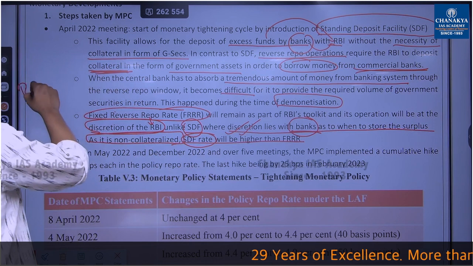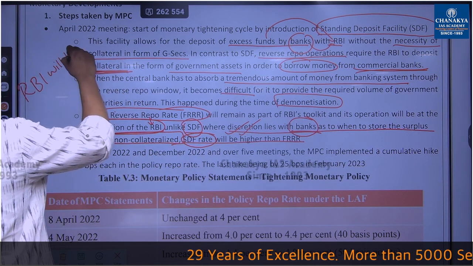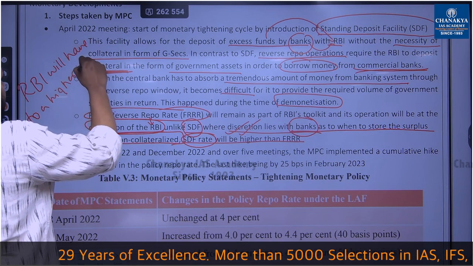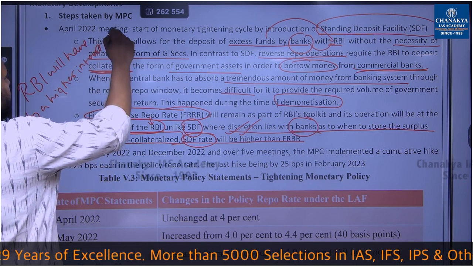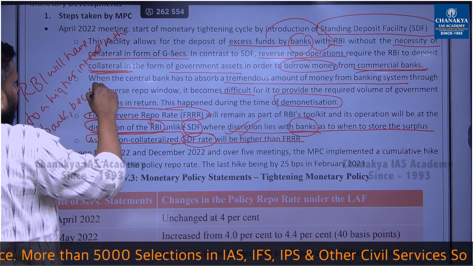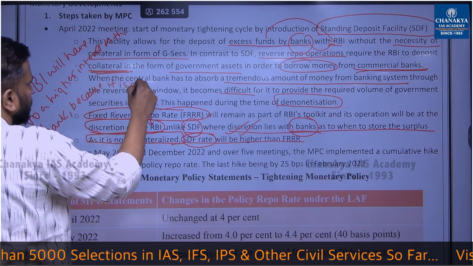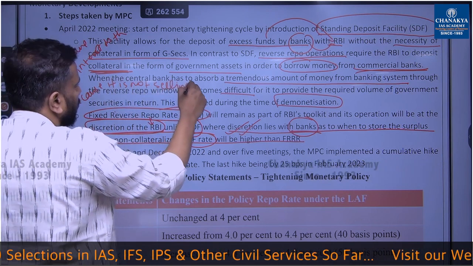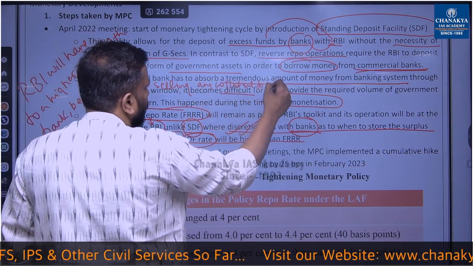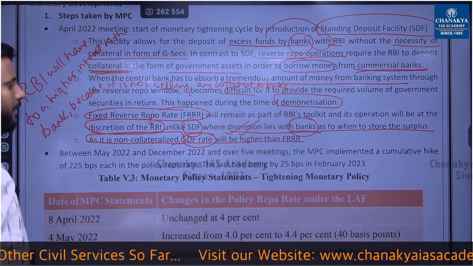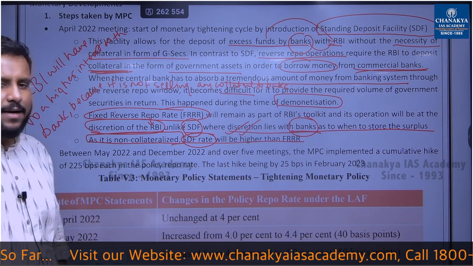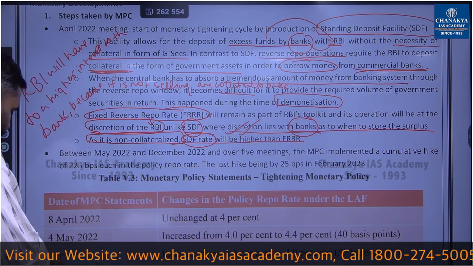That means the RBI will have to pay a higher interest to the bank, right? Because it is not selling any collateral to banks, right? So this is how it is a new standing deposit facility. Okay.